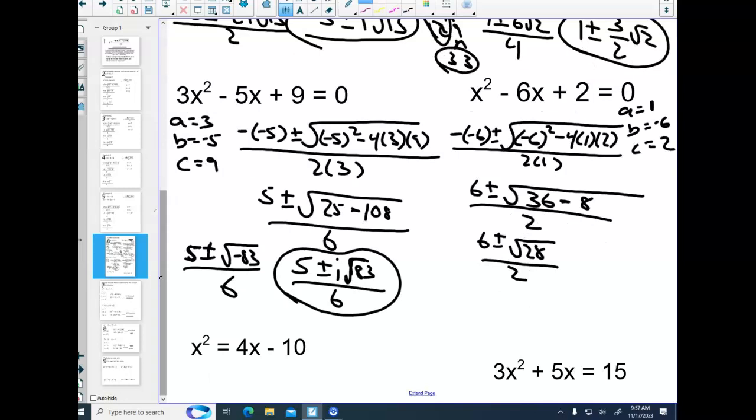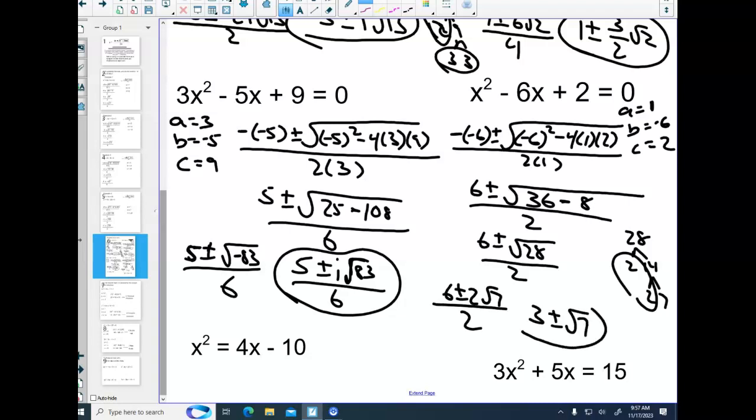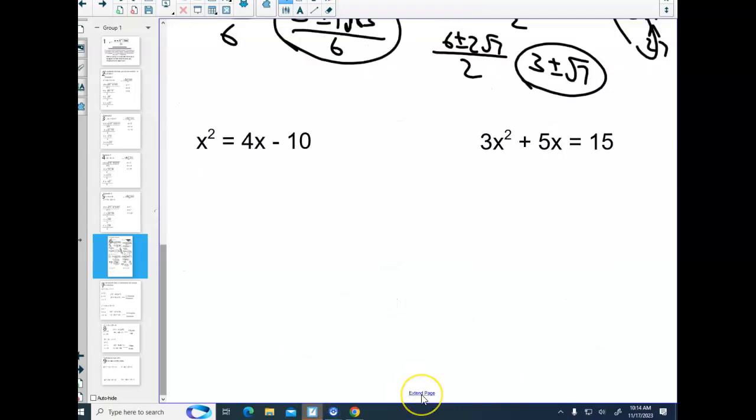Now, my root 28 can be simplified. 2 and 14, 2 and 7. Pair of 2's. So 6 plus or minus 2 root 7 over 2 is really just 3 plus or minus root 7. The extra step here is essentially we've got to get everything equal to 0.